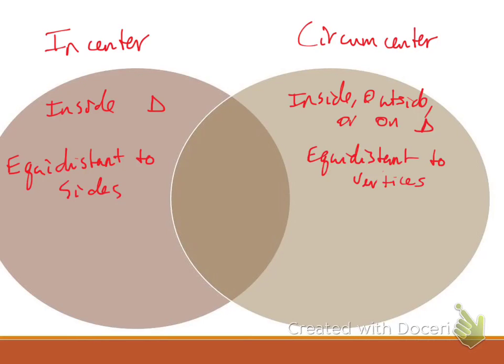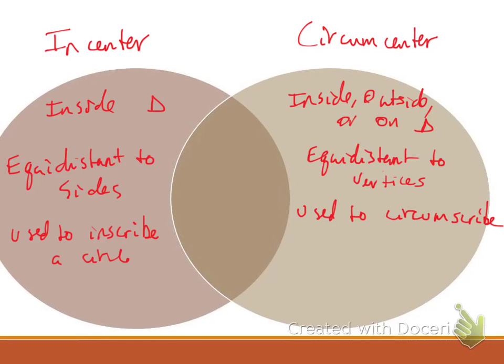Let's see, what else is different? The incenter is used to inscribe a circle, whereas this is used to circumscribe a triangle, right? Okay. Also, you have to remember that an incenter is created by angle bisectors, where the circumcenter is created by perpendicular bisectors, right? So one of them is created by bisecting angles, the other one's created by bisecting segments.